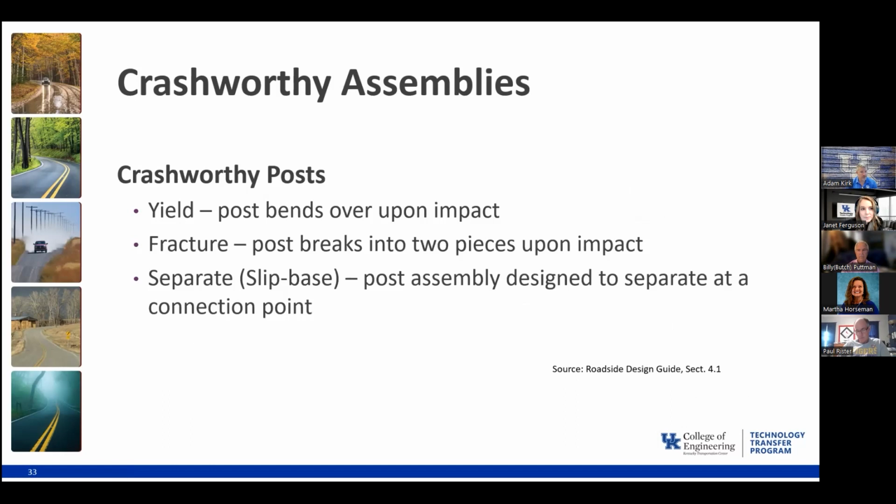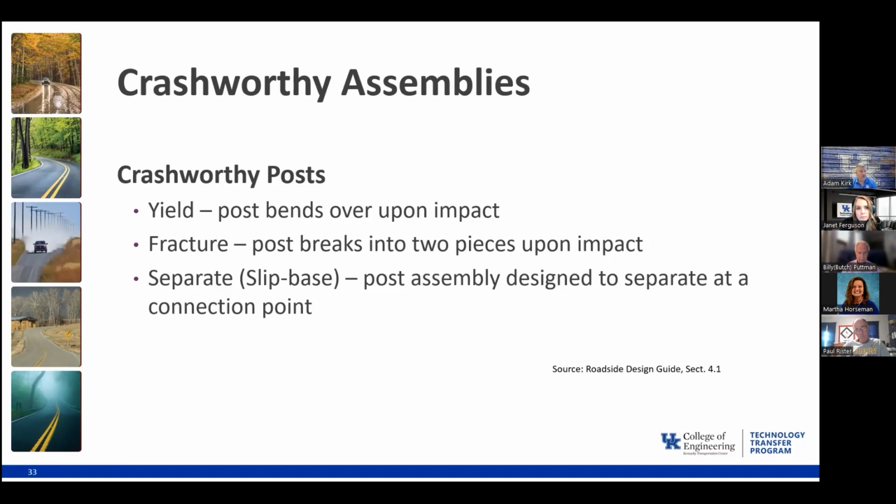We have yield posts. The yield posts essentially just bend over on impact. If you use U-channel posts, those are a yield post. What it's supposed to do is not break, it just bends. You hit it, it bends right over, and we don't have any issues with that. The next one is the fracture post. KYTC has moved to square tube posts. Those are a fracture post. When you hit that, the front end of the post will actually fracture and break and bend over. And we'll see a video of that in a second.